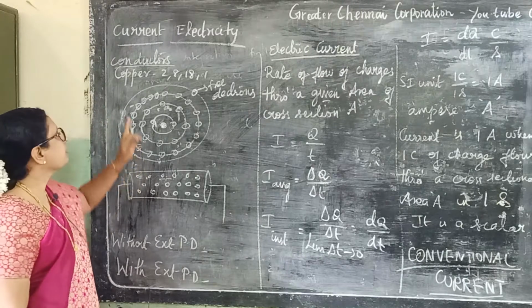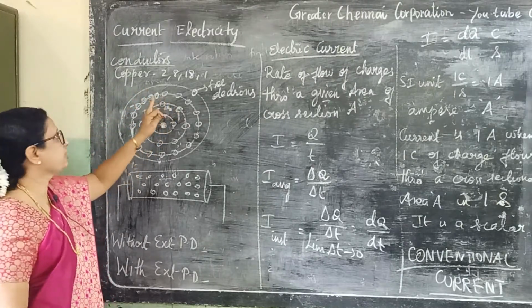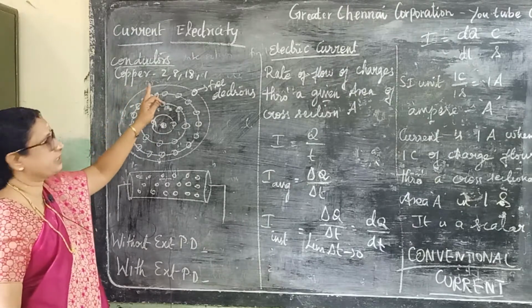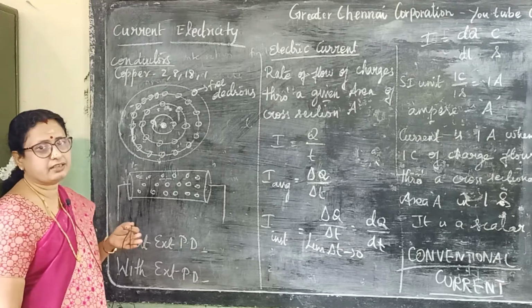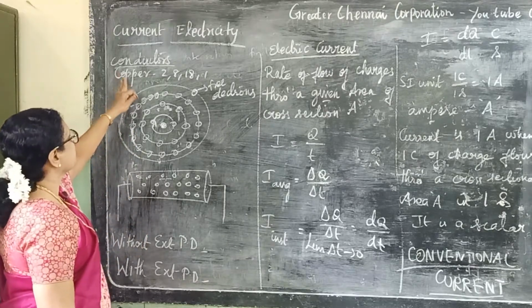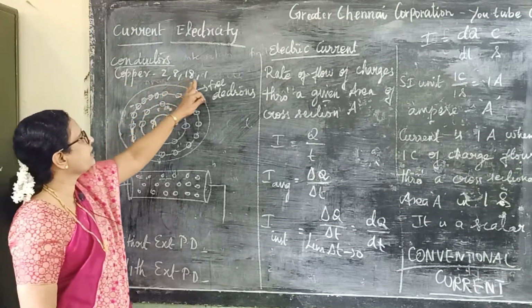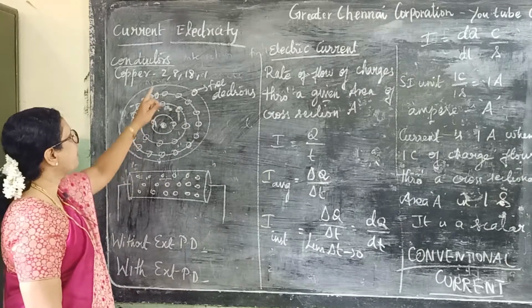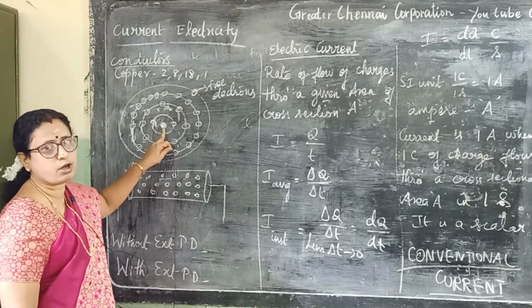We all know we use only copper wires for electrical conduction because copper is a good conductor. Let us just see how copper can ensure the free current supply. Copper, the electronic configuration we all know, it is 2, 8, 18 and 1. How will this be arranged in the atom? The structure of the atom you all know.